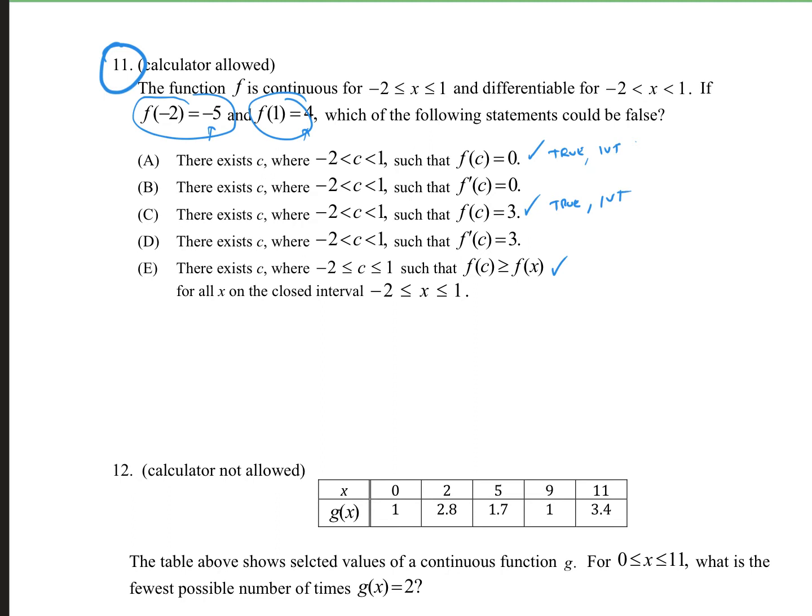If you look at choice E, if you read this, there exists some c such that f of c, which is the y value, is bigger than any other y value in the interval. That's the extreme value theorem. It says there's a highest y value. And since this is continuous, that is also true. So it's none of the ones that relate just to the function, because all of those are guaranteed to be true. So let's look at the ones that are related to the derivative.